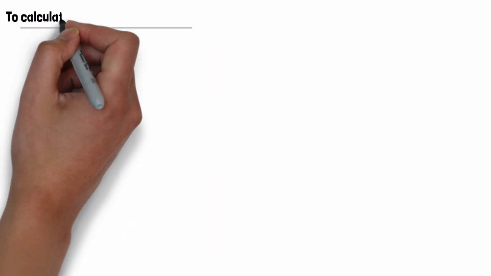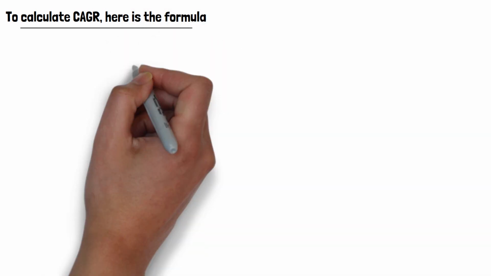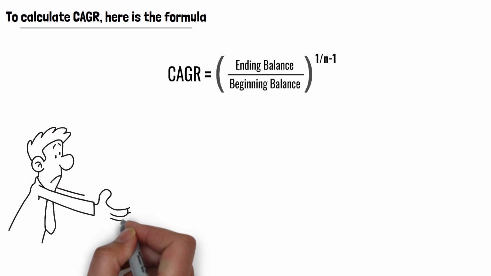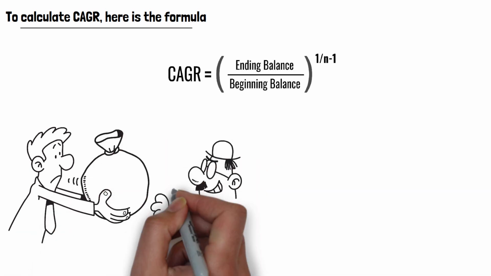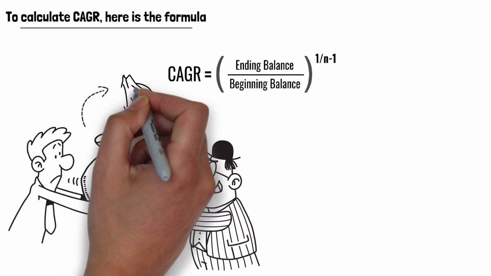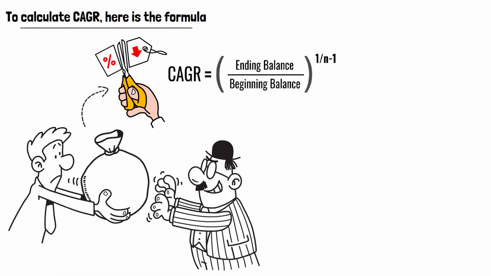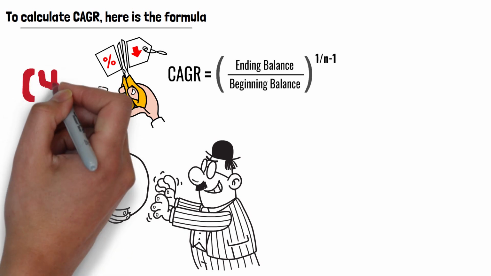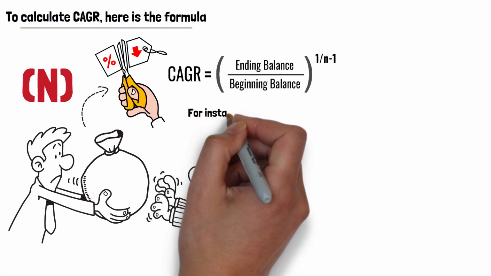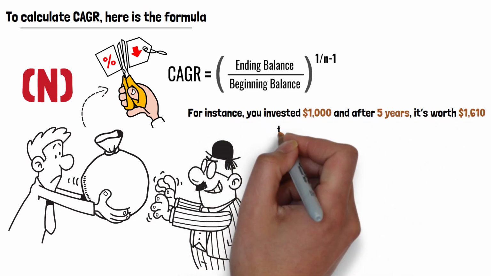To calculate CAGR, here is the formula to help you understand it better. The ending balance is the value of the investment at the end of an investment period. Beginning balance is the value of the investment at the beginning of an investment period, and N is the number of years you have invested. Therefore, if, for instance, you invested $1,000 and after 5 years it's worth $1,610, the CAGR would be about 10%.